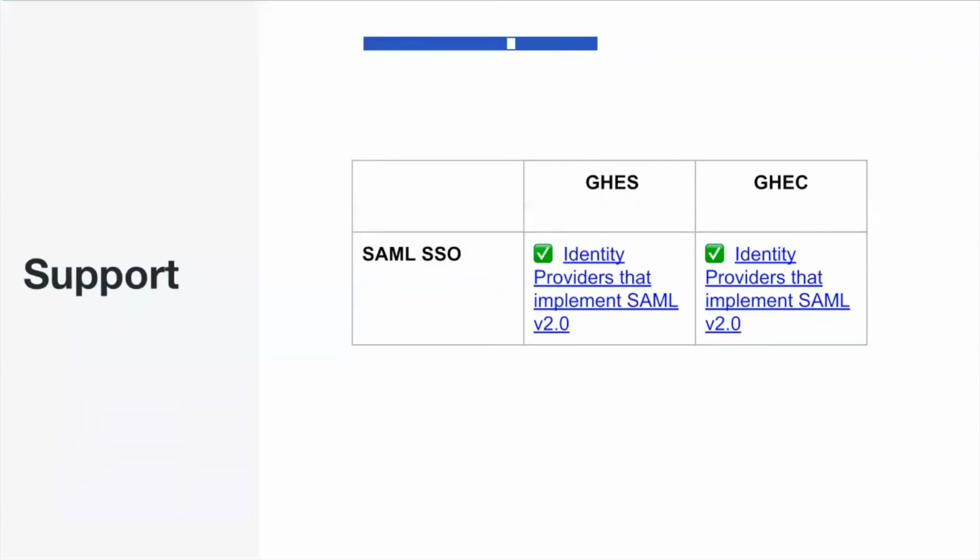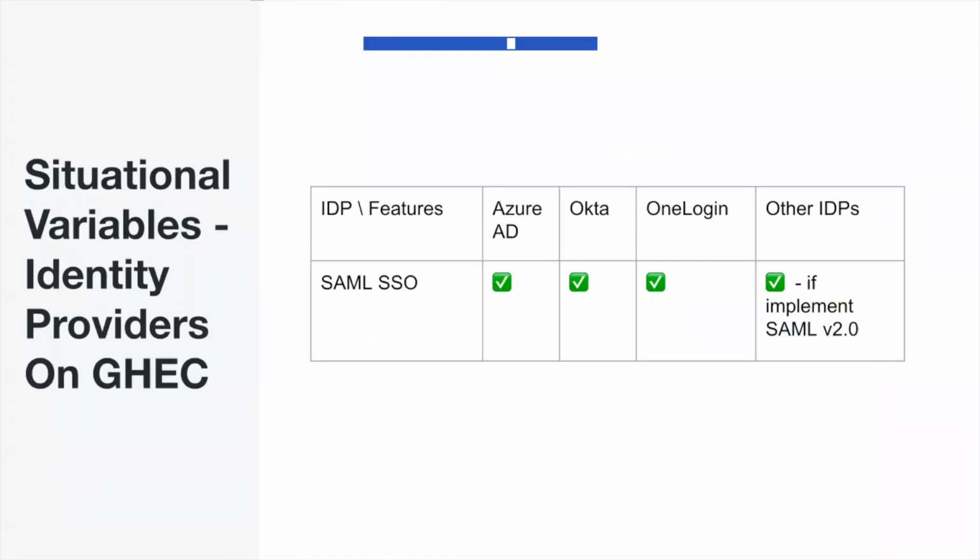Now moving forward and talking about support. In practical terms, SAML SSO is going to work with basically any identity provider that implements SAML 2.0. We have some that we did test and we support 100%, and they're mentioned in our documentation page. You can find these links in the description down here. And here is the summary of the identity providers with 100% support.